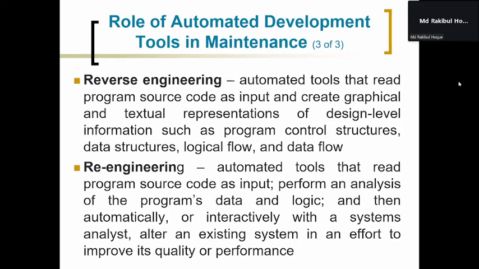Because sometimes in maintenance we use an automated system. Sometimes you go for a manual or traditional system. Some people will request maintenance, and traditionally your maintenance team will solve this problem. Or sometimes you can go for automated development tools for maintenance. So here we can go for reverse engineering or re-engineering. In reverse engineering, these automated tools read the program source code as an input. You just take the program source code as an input, and then create a graphical and textual representation of the design level information. Finally, you design the system.